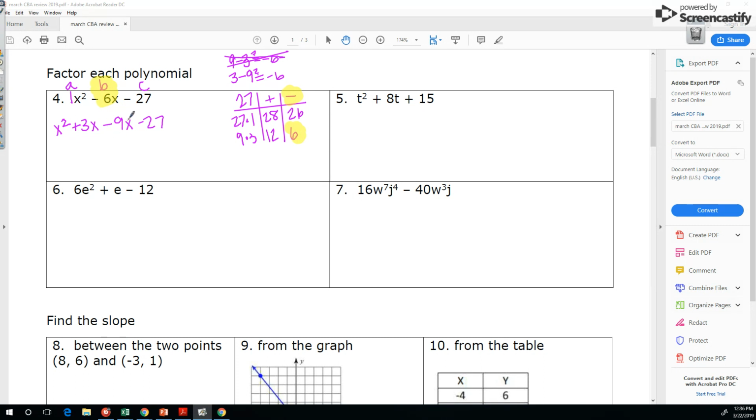Now, I could do this the opposite way. I could put the negative 9 first and then the positive 3, but it doesn't matter. All right, listing out my factors. X squared is x times x. 3x is 3 times x. Grouping. The GCF right here is x, and I'm left with x plus 3.